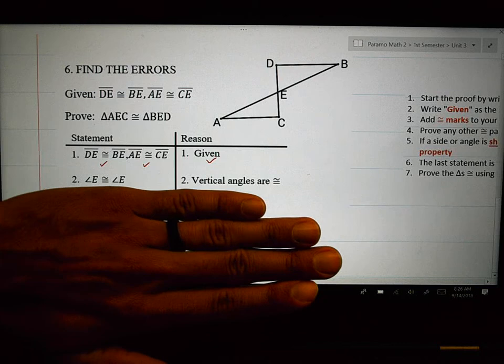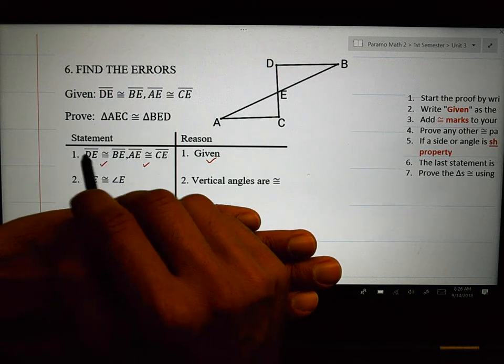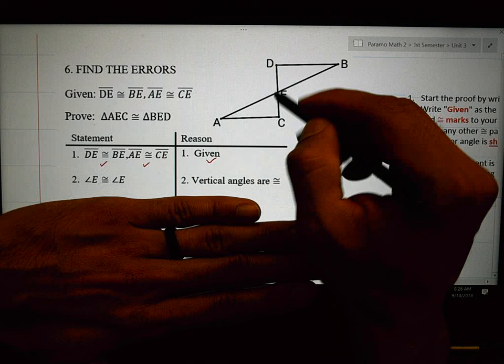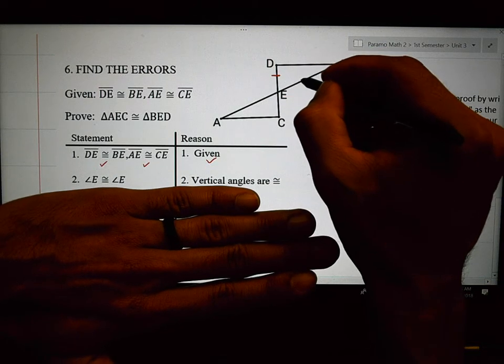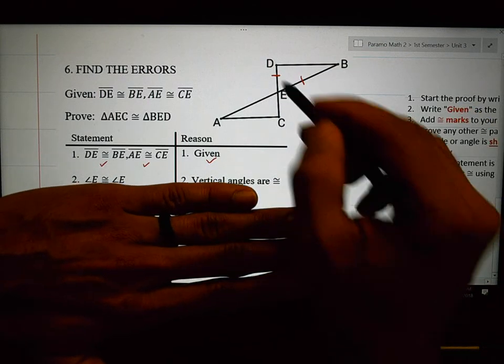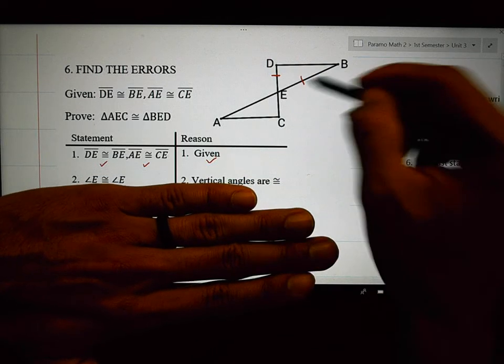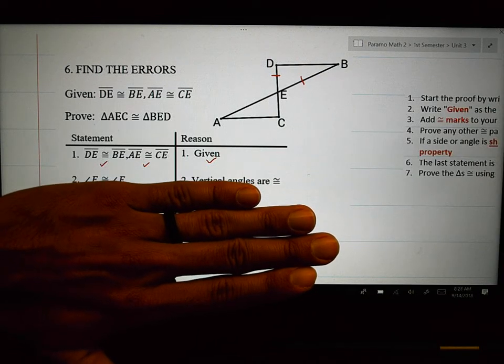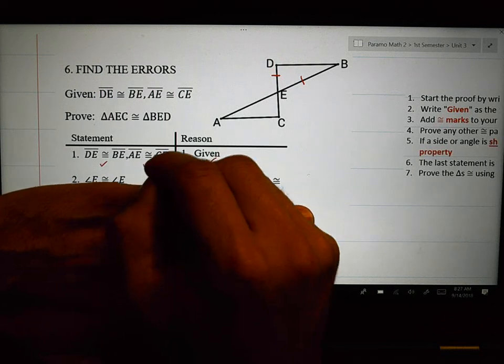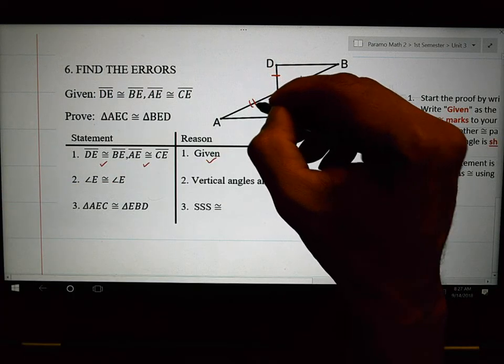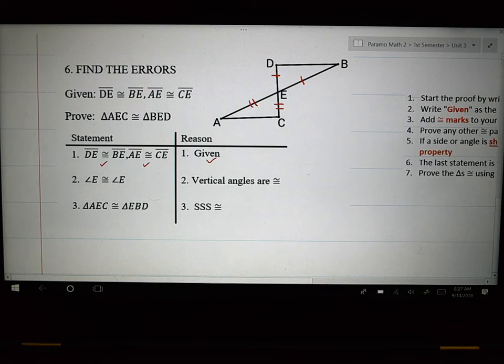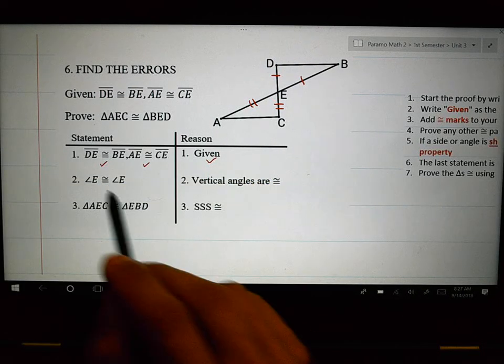Then what we do, just like we were doing the problem, is: DE is congruent to BE. That's my first piece of information, and for my first piece of information, I would put congruent marks there. DE congruent to BE. AE is my second piece of information, congruent to CE. I would put two marks and two marks. So far, I haven't found any errors. Let's go to number 2, step 2. Angle E is congruent to angle E.